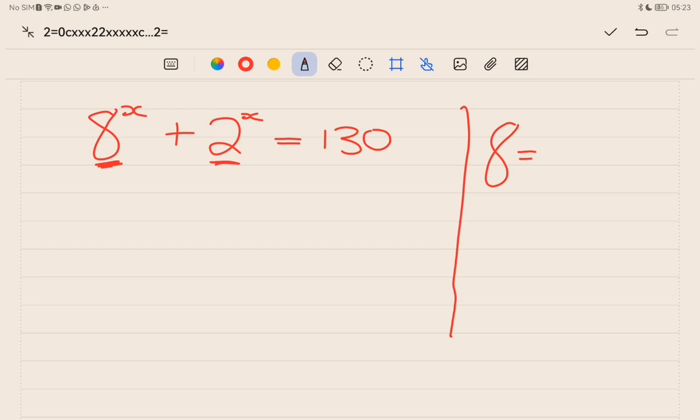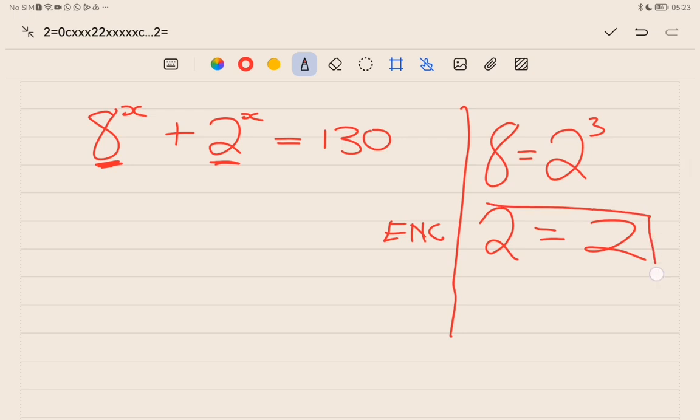So what you're going to do is firstly press 8 on your calculator, equal to, shift, then fact. The fact button is above the eng. Then 8 is equal to 2 to the exponent 3. Now let's do 2. You press 2, equal to, shift factorize, then the answer remains 2. Meaning that the 2, we're just going to leave it as it is.